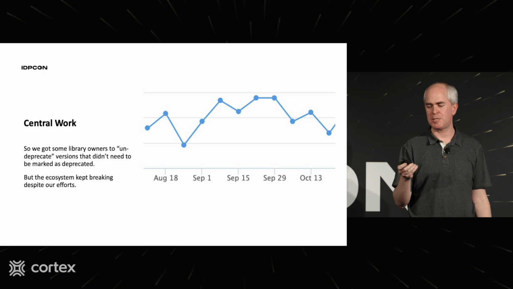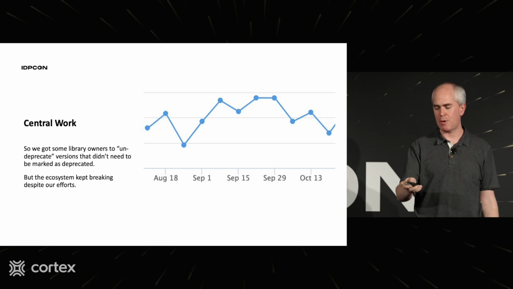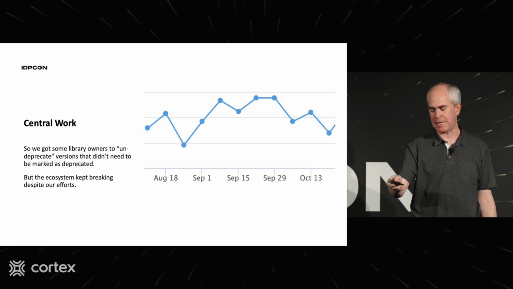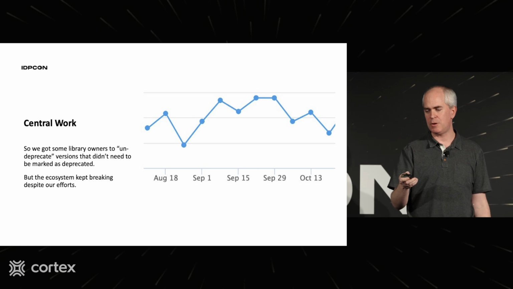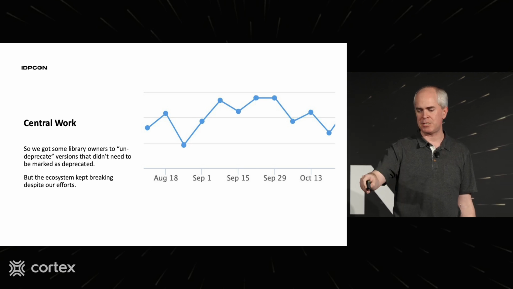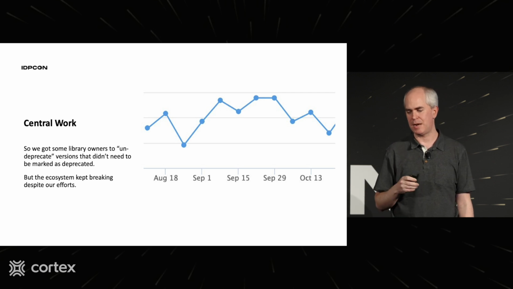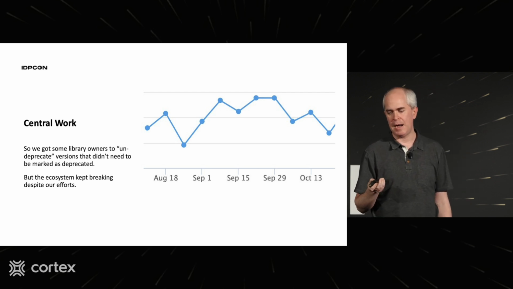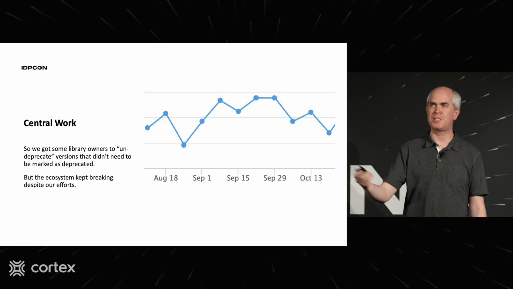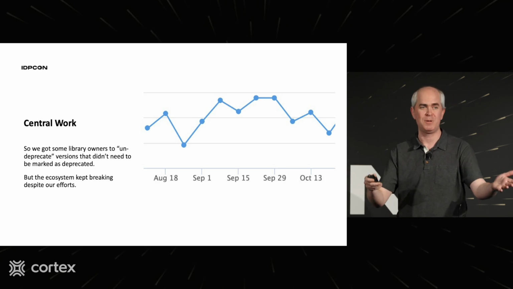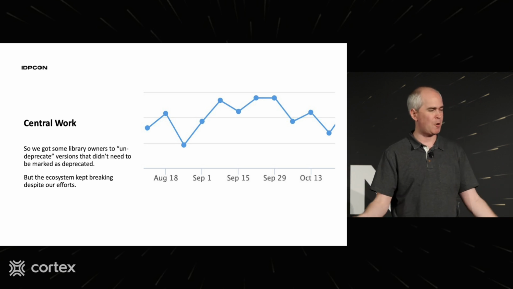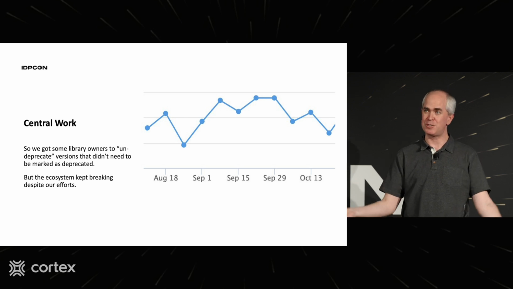However, despite our work here, this is the graph of green builds percentage over time. You can see that when we do these undeprecations in September, things get better, and then they get worse again in October. It turns out more people deprecated more stuff. Different people deprecated more stuff and broke a lot more people. Some libraries have a lot of consumers. They broke more people.